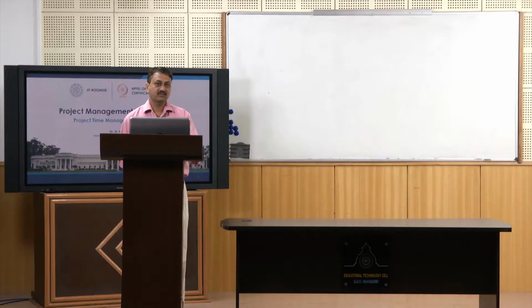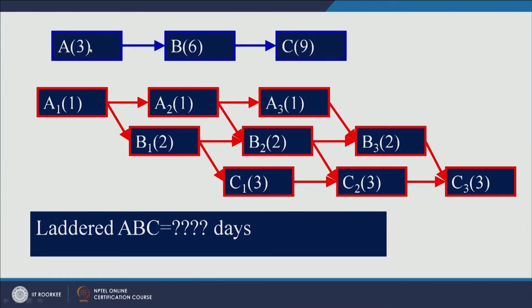There is a project which has got 3 activities. You have got design, you have got coding, and the third one is debugging. Now this is how this network looks. Activity A is design, activity B is coding, and C is debugging, right. Activity A is taking 3 days, B is taking 6 days, C is taking 9 days.